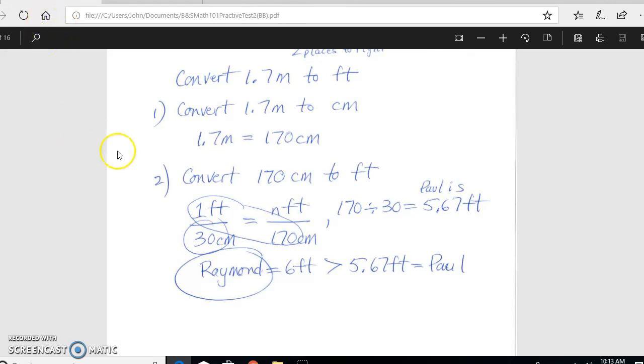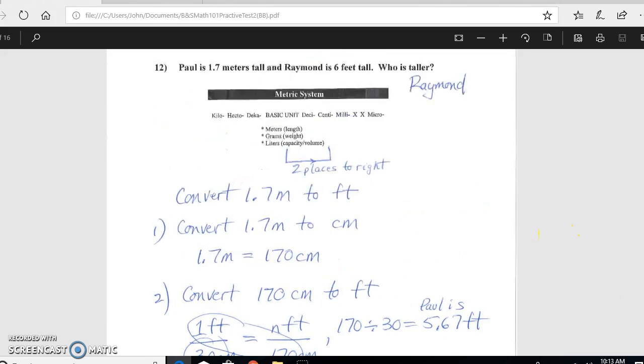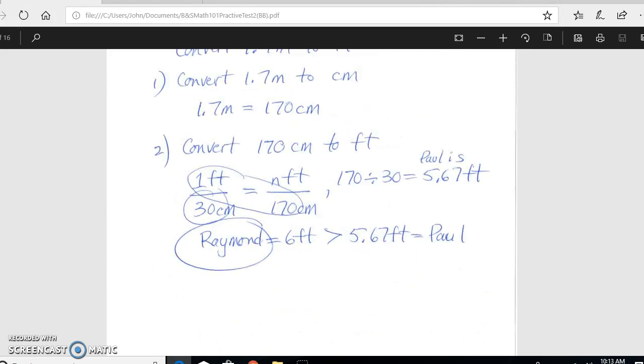Back in my problem, I take that formula, 1 foot is 30 centimeters, I set it up as a ratio, and we're going to solve by a proportion. So we have 170 centimeters. That is the height of Paul. He's 170 centimeters. I'm going to put that on the bottom because I have centimeters on the bottom on the left, and I'm going to solve for the number of feet on the top right.